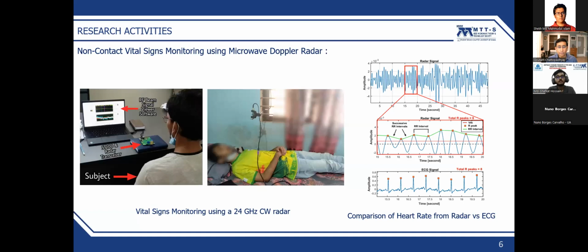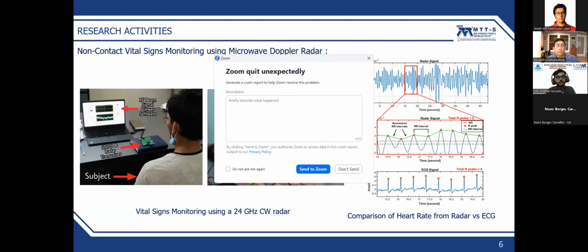The biosensing research group of our university has been conducting research on various topics. One of our earliest research works was on non-contact vital signs monitoring using microwave Doppler radar, where we measured the heart rate and breathing rate of subjects in various positions. We tried to compare the results with that of an ECG machine, a traditional method of vital signs monitoring.